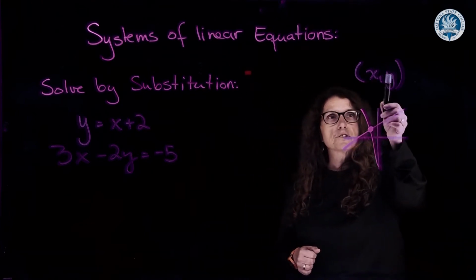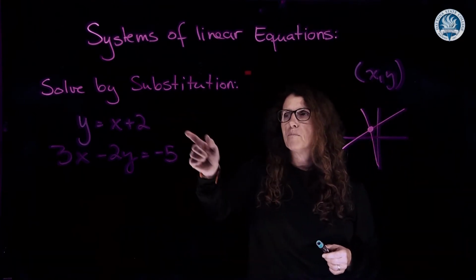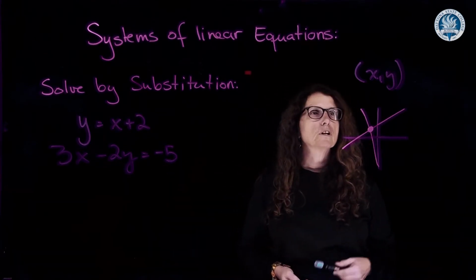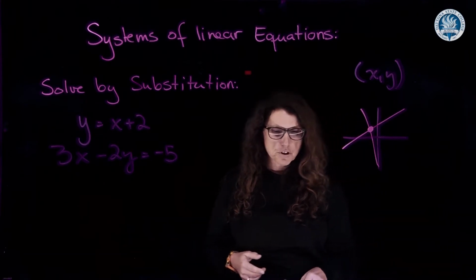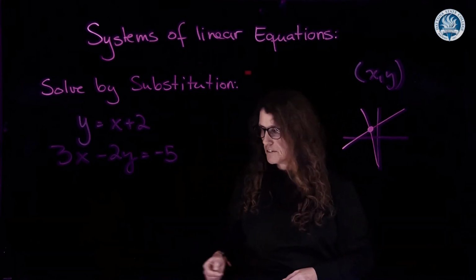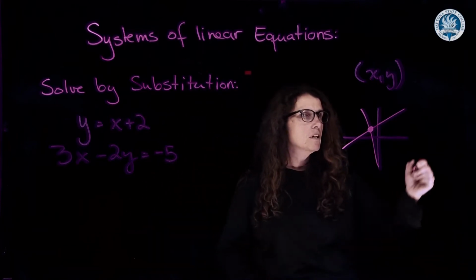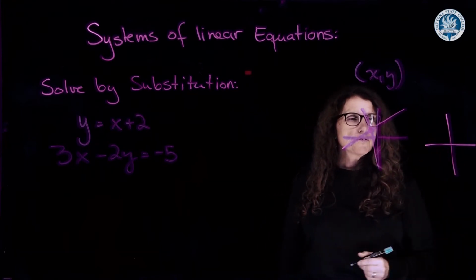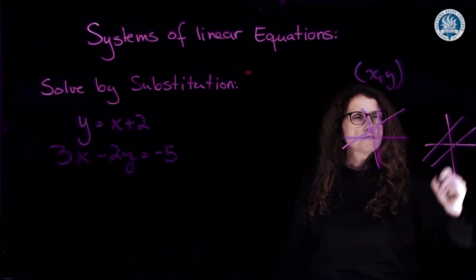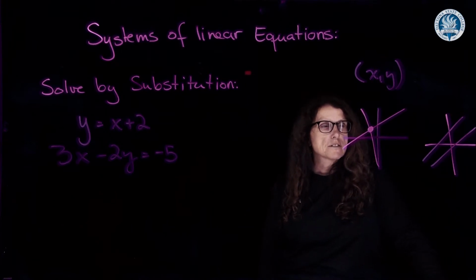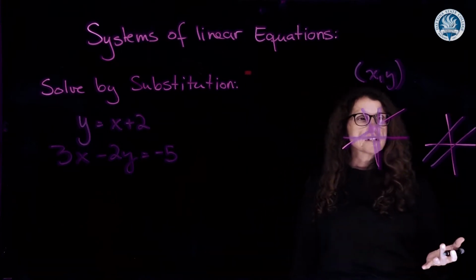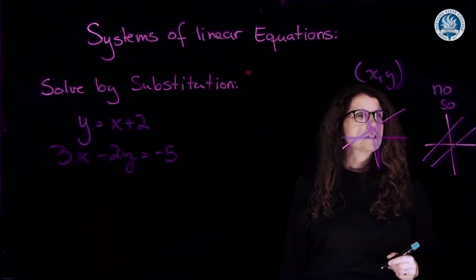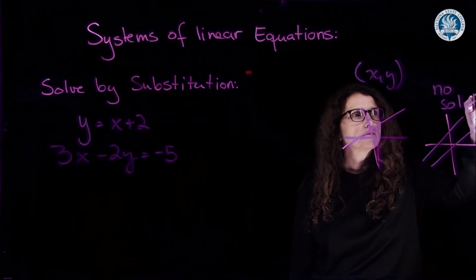Now this solution has to make both of these equations a true statement. If it doesn't work for one, then it is not a solution. Now something else can happen when you solve these linear systems. It's better to show you graphically. If you have two lines and they do not intersect at all, they are parallel. If you have parallel lines, they do not intersect, so that would mean you have no solution here.